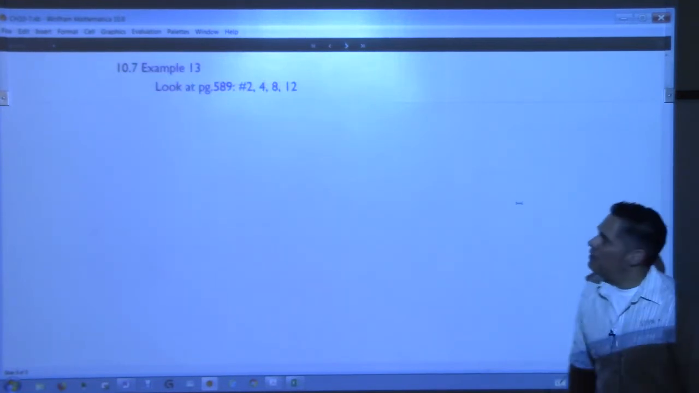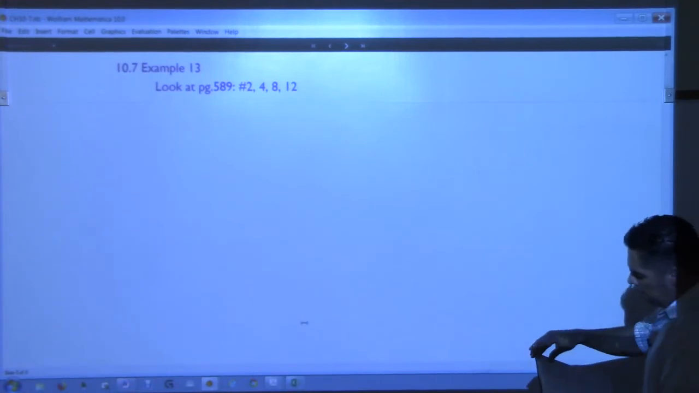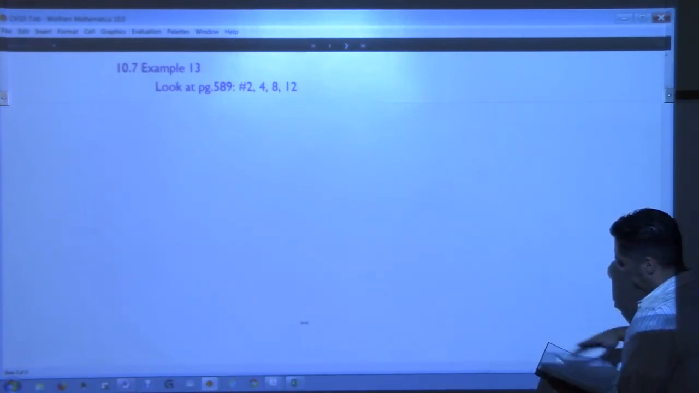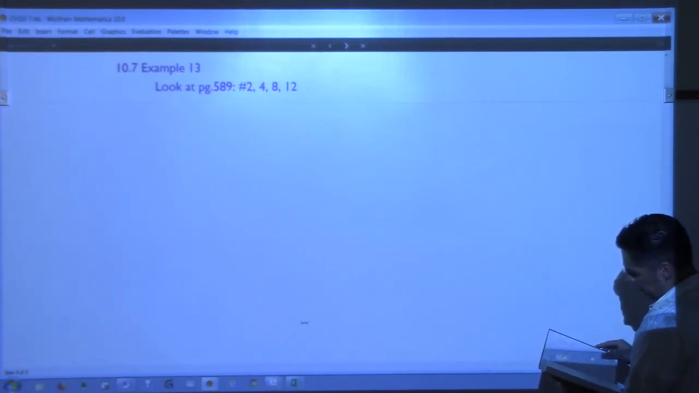Look at page 589. What? Let me look at this real quick. I don't remember what. Oh, where's my book? I just want to make sure I'm not missing something here that I want to show here. Examples 2, 4, 8, 12.